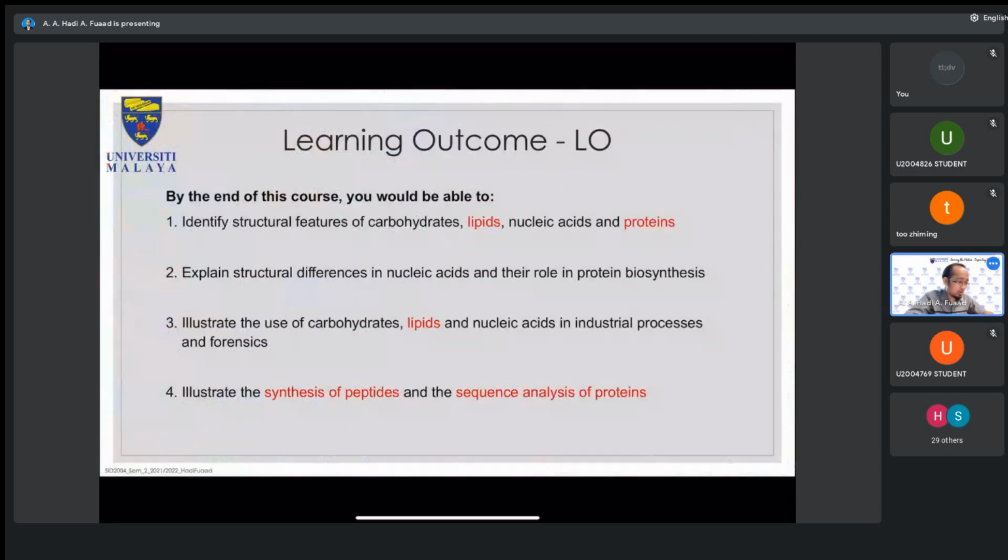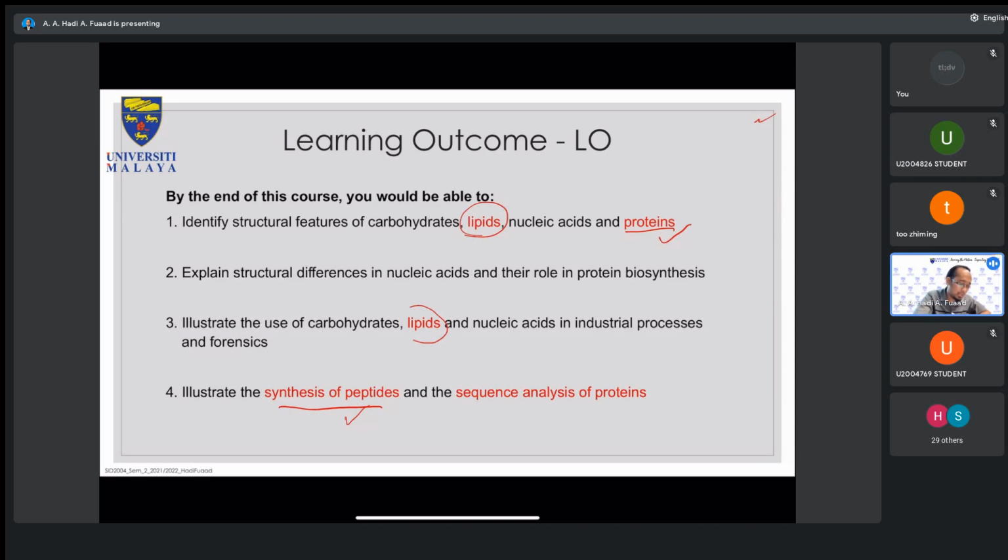Okay. All right. So what we've looked at so far is only the synthesis of peptides. We've done that. We've looked at different structural features of proteins, the amino acids, and a bit of the properties of amino acids. But we have not looked at lipids. We will look at lipids in the coming weeks.